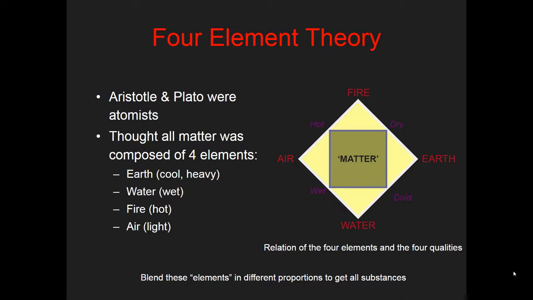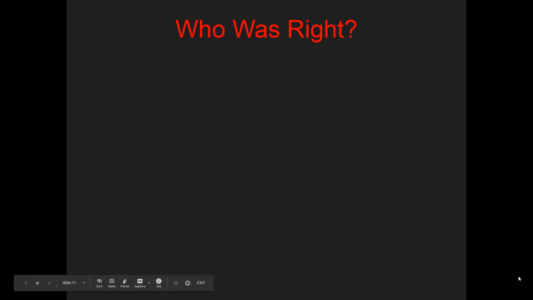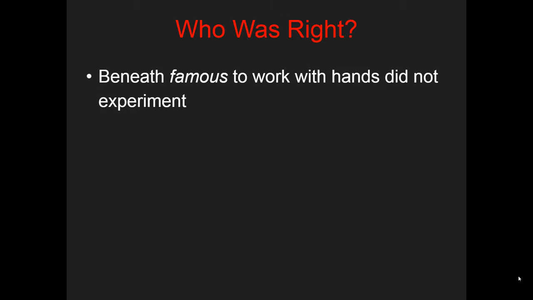So if you go back to that comic strip that I showed you on the first slide, a clay pot has 40% earth, 20% water, 11% fire, and 29% air. That's the joke behind it. But that's what they thought, that there were four basic elements, and different proportions of these elements made the different materials. And since these Greek philosophers were not scientists, they didn't do any experiments.